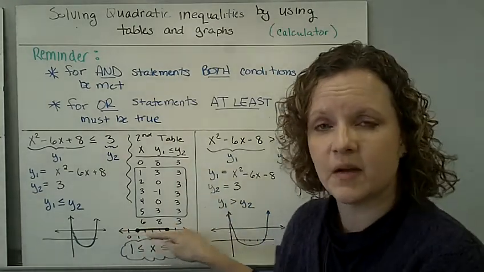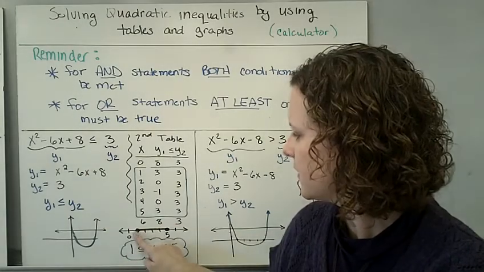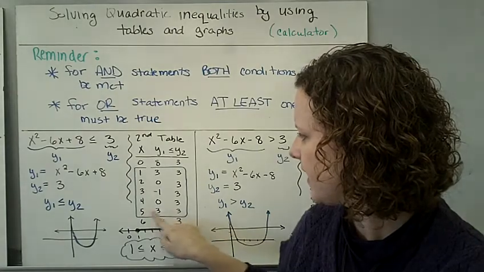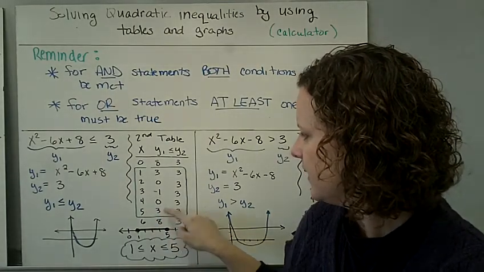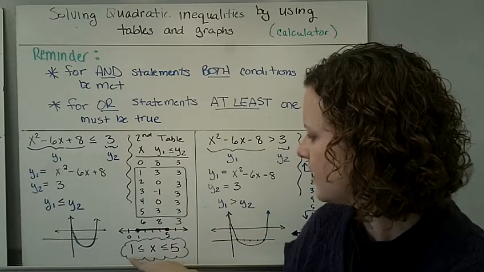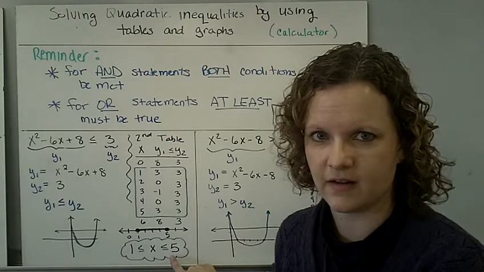It's easiest to do a number line at this point to figure out how to write your answer. So I put a closed dot at 1 because that's equal to, and a closed dot at 5 because that's equal to. And everything in between is part of the solution. So 1 is less than or equal to x is less than or equal to 5. That's your final answer.